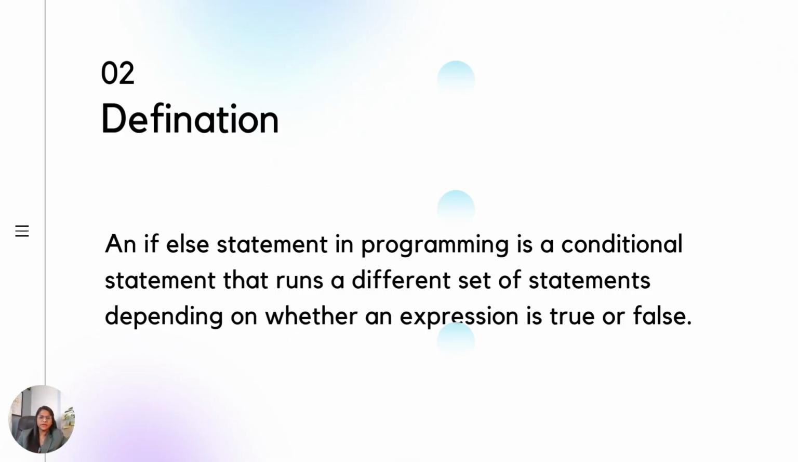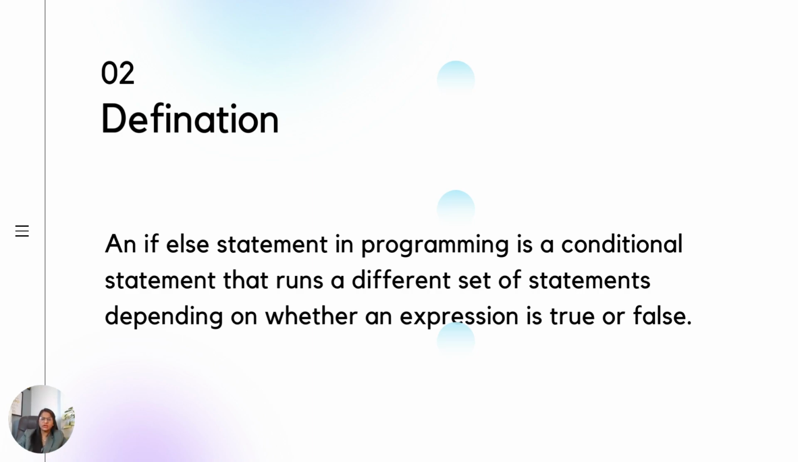An if-else statement in programming is a conditional statement that runs a different set of statements depending on whether an expression is true or false. Meaning, the if-else statement totally depends on the condition. If the condition is satisfied, then do the A part, else do the B part. So the if-else statement has an if part, its condition and what should be done.